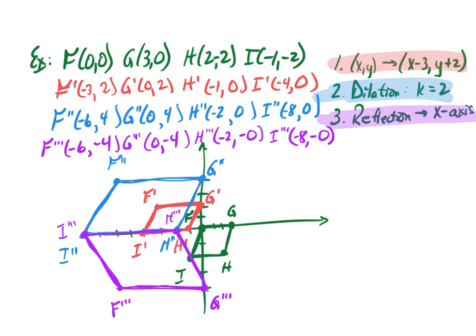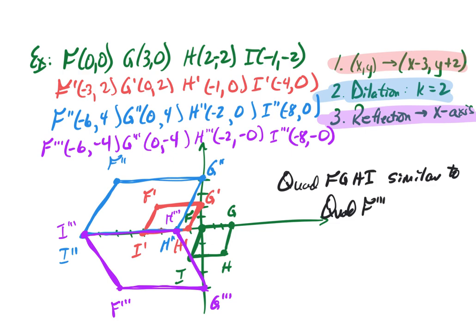Okay, and so we've made 3 transformations, but the last important thing is that the one we started with in green, quadrilateral F, G, H, I, is going to be similar to the quadrilateral we ended up with in purple, which would be F triple prime, G triple prime, H triple prime, I triple prime. Those two are going to be similar to each other. So all of their angles would be equal, and all of their sides would be proportional.